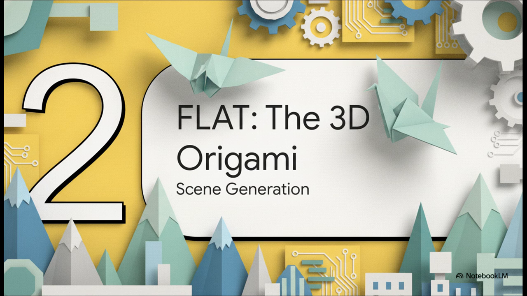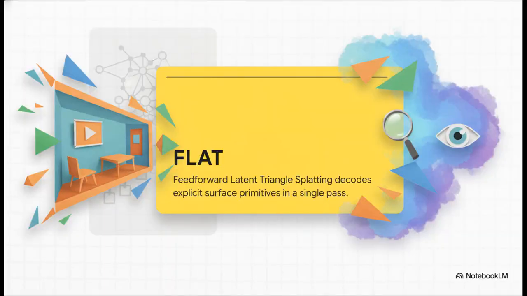Section 2. FLAT, the 3D origami, a new breakthrough in scene generation. And that brings us to the core of today's explainer. Researchers have actually figured out how to replace that mist with something you can physically touch. They call this new system FLAT, which stands for Feedforward Latent Triangle Splatting. Now, honestly, you can just forget that complex algorithm name because it's so much better to think of FLAT as an instantaneous 3D origami machine.